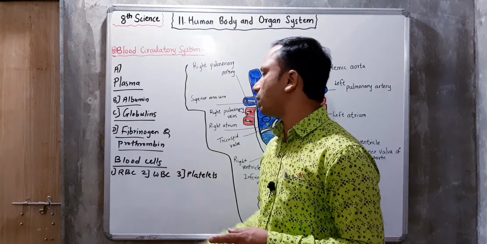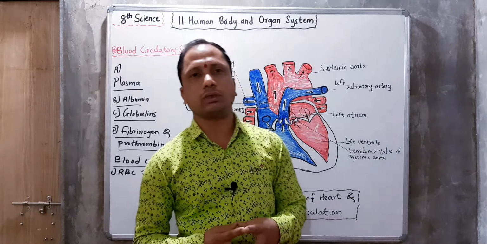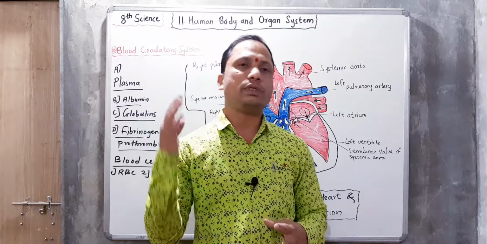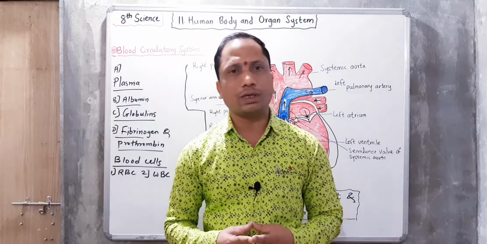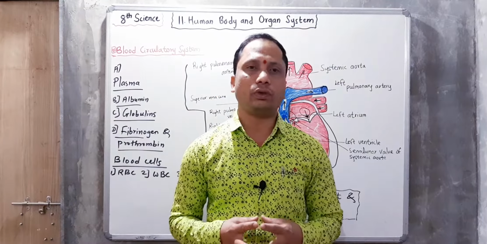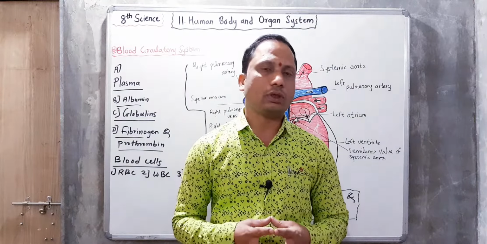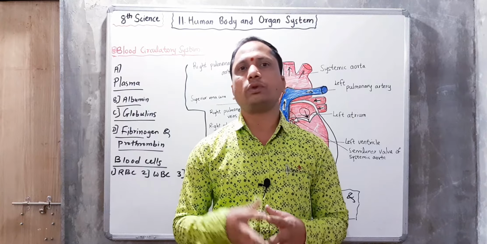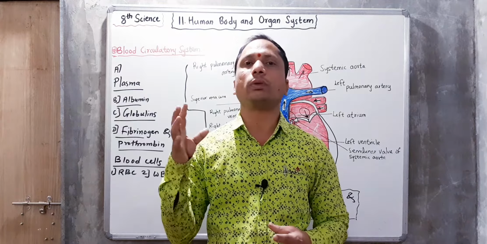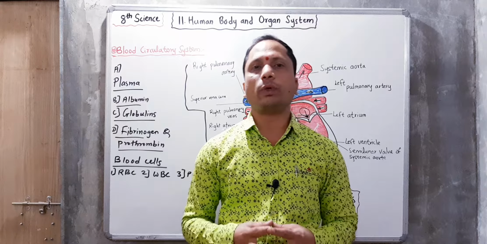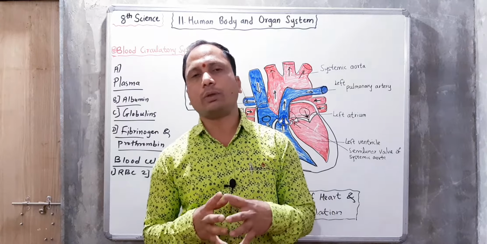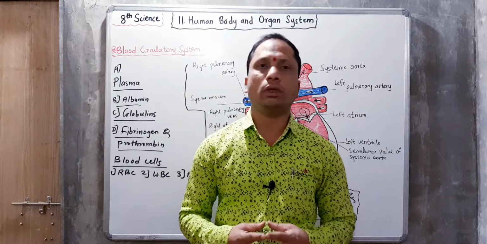Then in the blood cells, RBCs, WBCs and platelets are present. RBCs are the red blood corpuscles, and their quantity is very huge in the blood cells. 50 to 60 lakhs per cubic millimeter. This is the quantity of RBCs present in the blood.